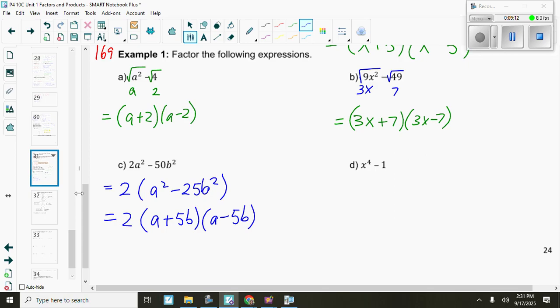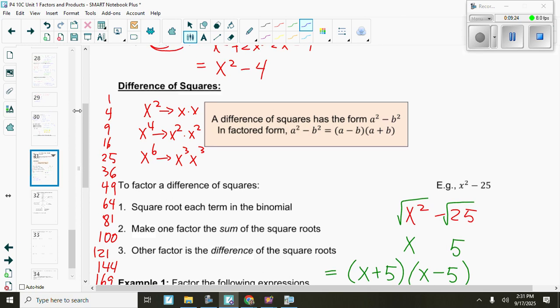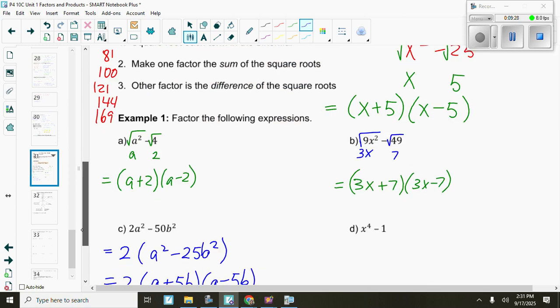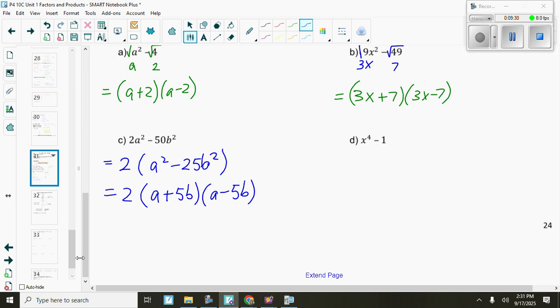All right, this one, is x to the power 4 a perfect square? Yeah, because it has an even exponent. How about 1? Is 1 a perfect square? Is 1 on our list? Yeah, it is. 1 times 1. So that means I can do this as a difference of squares. I take the square root, so I end up with x squared plus 1, x squared minus 1.